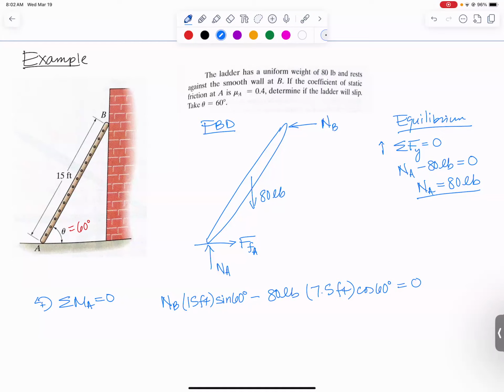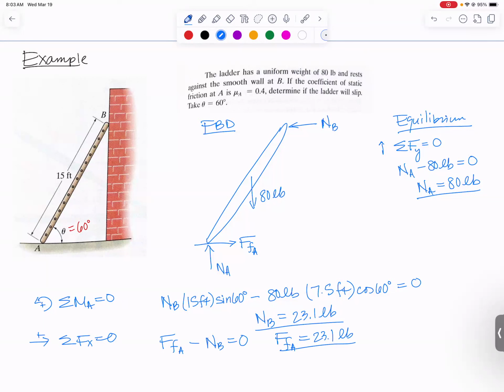That all has to sum to 0. And solving, we get that the normal force at B has to be 23.1 pounds. Then if we sum forces in the x direction, we get the force of friction at A minus the normal force at B equals 0. So the friction force at A is also 23.1 pounds. So we've solved for all of the unknowns on our free body diagram.